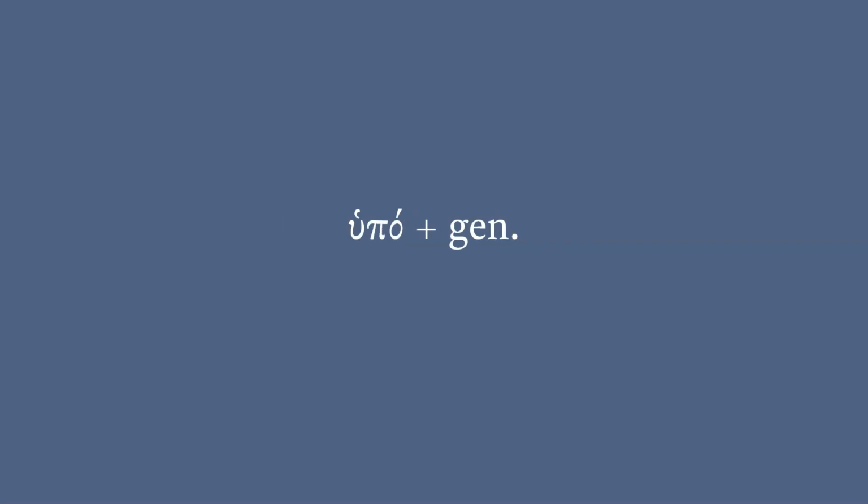Hypo plus the genitive is the agent of a passive verb. The house was painted by me. That's how you would do that. So hypo plus the genitive is by, and hypo plus the accusative is under. And so like we get a hypodermic needle, needle that goes under the derma.